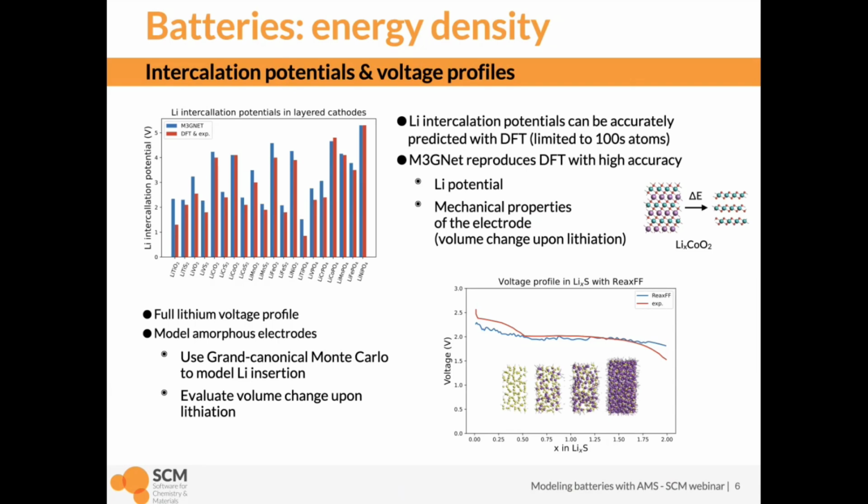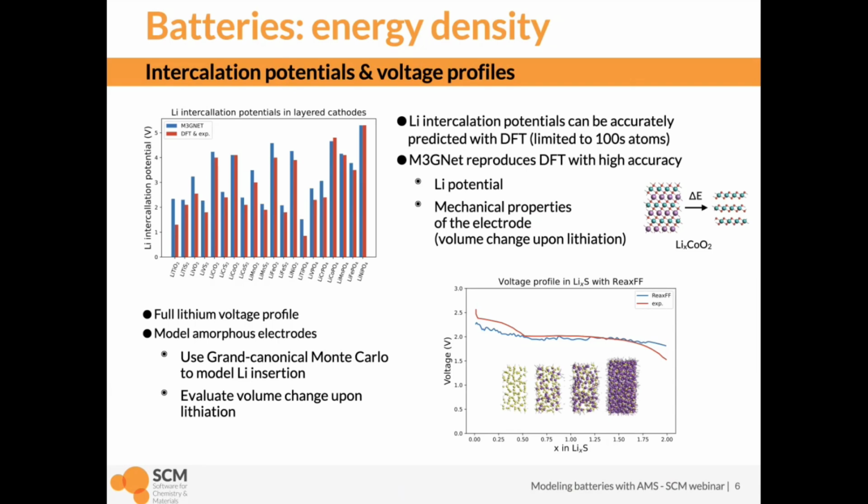Now you get this intercalation potential, which is an important property. But as a byproduct, you also get the volume change upon lithiation, which is also very important to predict the right packing of a battery for EVs, for instance.